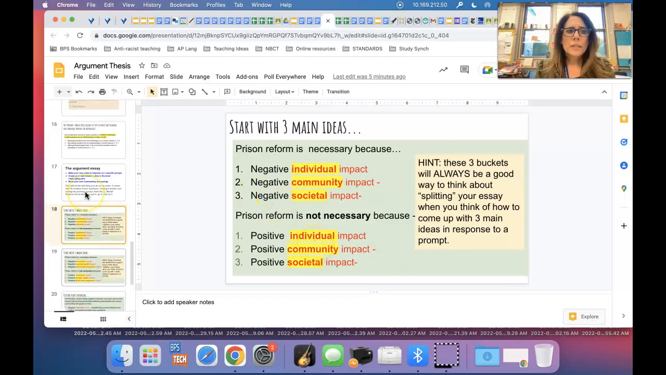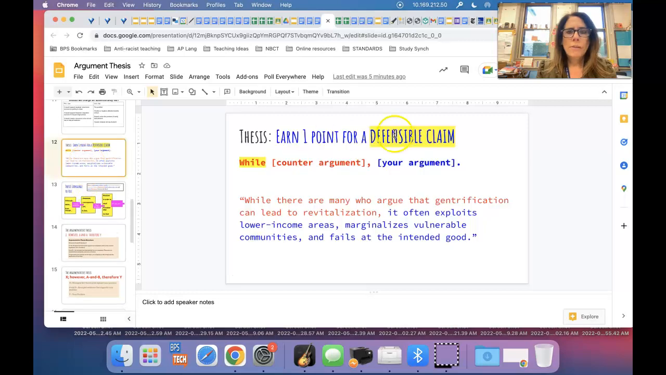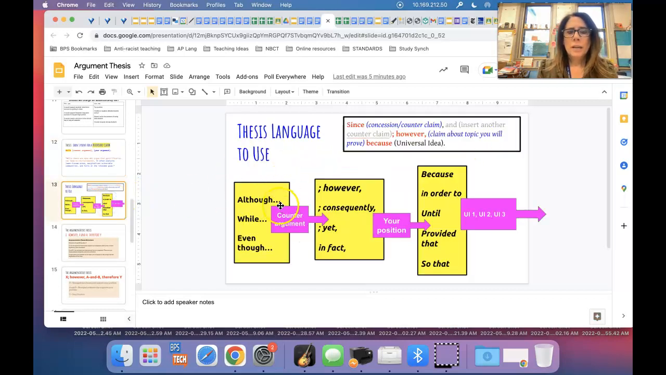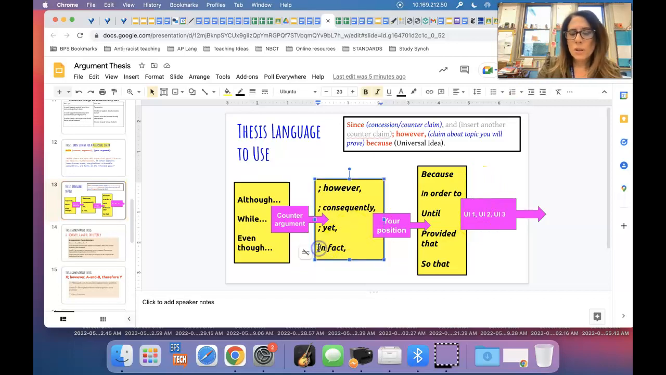All right, so let's just end real quick with the foundational slide for the thesis. While counter argument, comma, your argument, and specifically while counter argument, in fact, your position, what is your claim? Because UI1, 2, and 3. And just note that before you have the connecting phrase that switches from the counter argument to your position, you want to have that punctuation of the semicolon, and then after that connecting word, the comma.